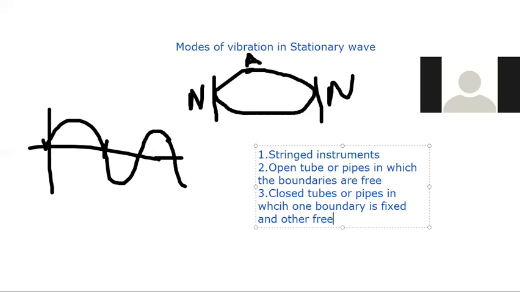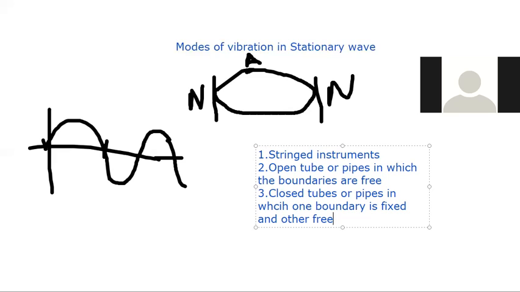Now, the modes of vibration that occur in a stationary wave normally depend on the types of boundaries involved. The modes of vibration mean the way all parts of the system move sinusoidally. The modes of vibration that normally occur in the stationary wave depend on the types of boundaries involved, just as I've already explained.